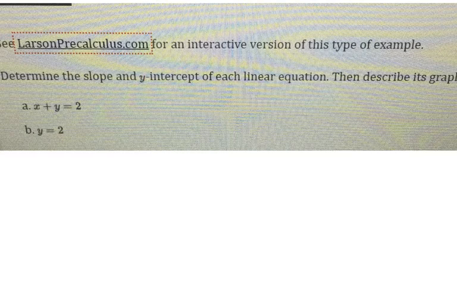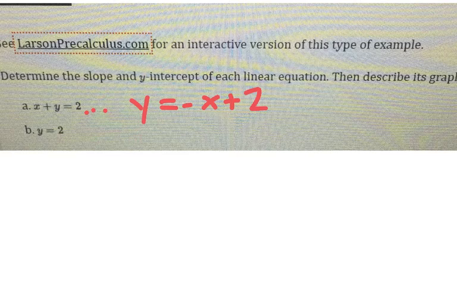It says determine the slope and the y-intercept of each linear equation, then describe its graph. Okay, so the first one, I've got x + y = 2. Can we identify its slope and its y-intercept right now? I cannot. Why not? Because it's not in slope-intercept form. In slope-intercept form, the y is by itself. So I'm going to get y by itself. In order to do that, I'm going to subtract x from both sides, or I can think about moving x to the other side, and that becomes y = -x + 2.